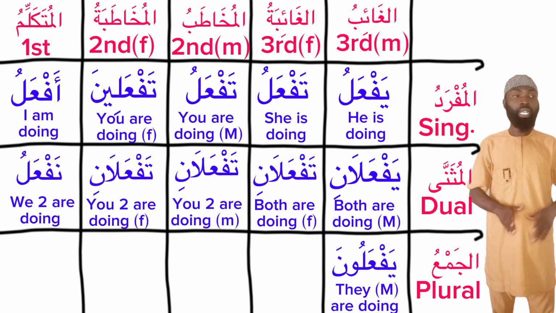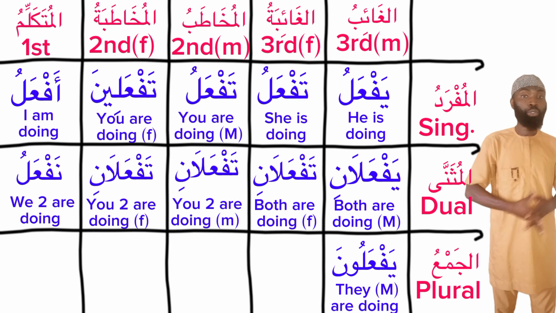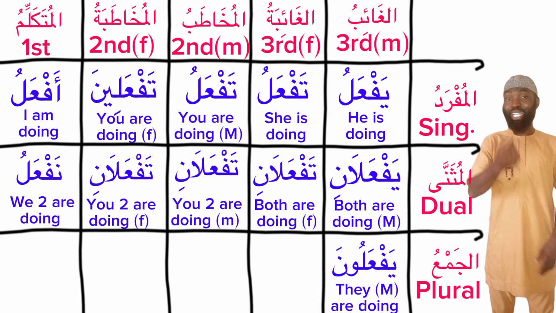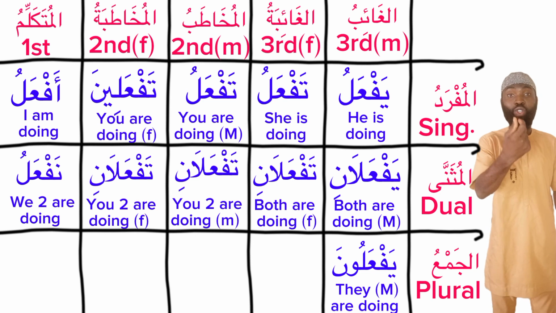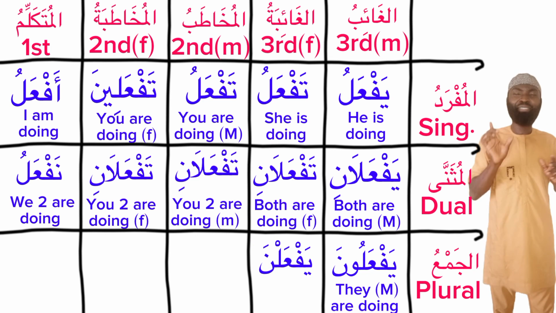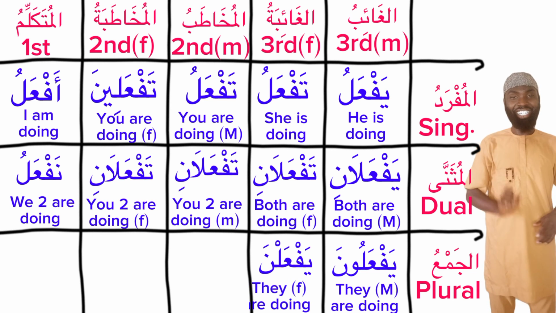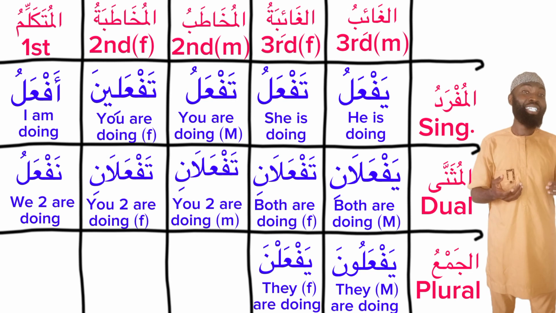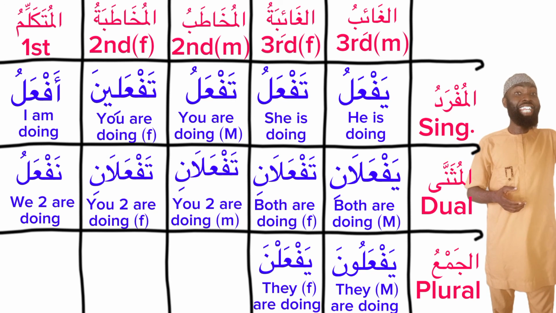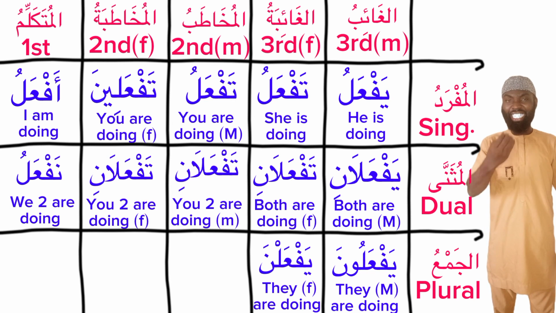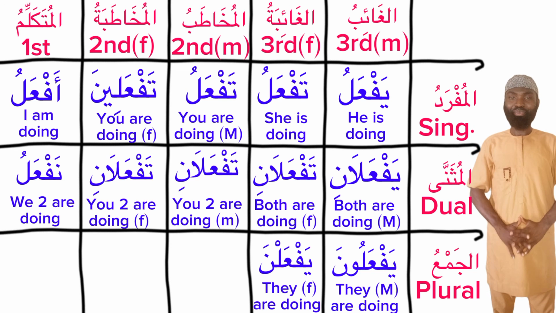Now we have the females, and they are plural under the jam'u, and we want to talk about them. It will not be yaf'aluna; you just remove the wa used for the boys and place nun, so it will be yaf'alna. Yaf'aluna for the boys and yaf'alna for the girls. So if I want to say the girls are sitting, I will say hunna, they the girls, yajilisna, they are sitting.